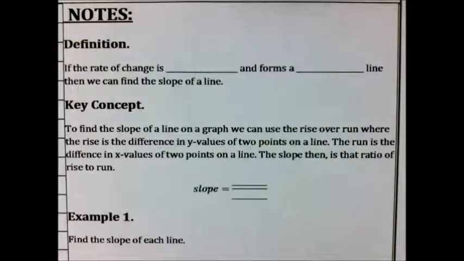If it is constant and it forms a straight line, then we can find the slope of a line because that line is going to be straight. It'll be a linear line.